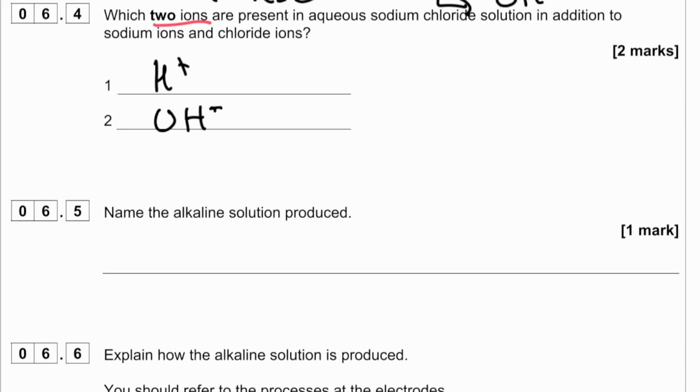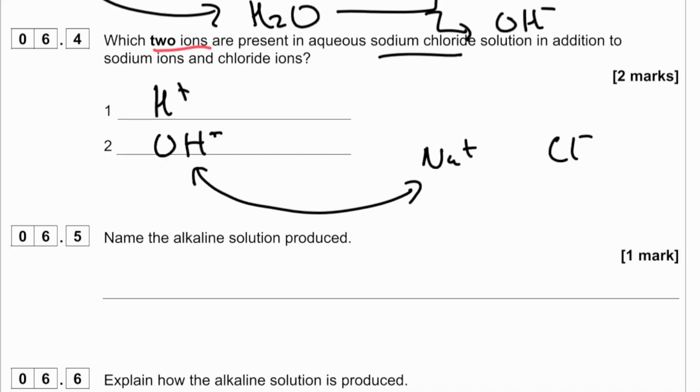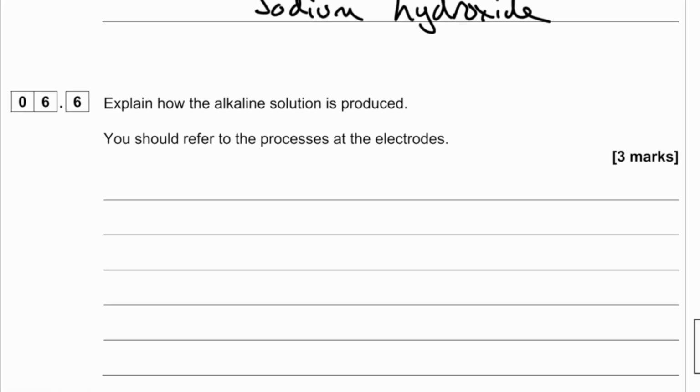6.5, name the alkaline solution produced. Well, alkaline solutions tend to have hydroxide ions. So what kind of hydroxide solution are we going to produce? Well, we've got sodium chloride, and the sodium is the thing that's going to form positive ions, and the chlorine is the thing that's going to form negative ions. So the hydroxide ions are going to combine with the positive sodium ions, and you're going to get sodium hydroxide. So that's the answer for 6.5.